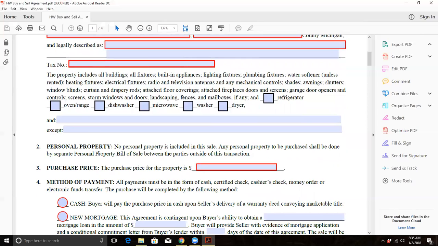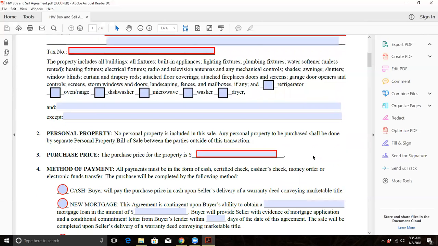And we actually added a second line here. This was in the original language, so you saw this already, but that no personal property is included in the sale. Any personal property we purchase shall be done by separate personal property bill of sale between the parties outside this transaction. Again, I think too often other realtors in particular will start adding on personal property in the purchase agreement, and then you got to go back and change it. So we just figured let's just squish that right off the bat.